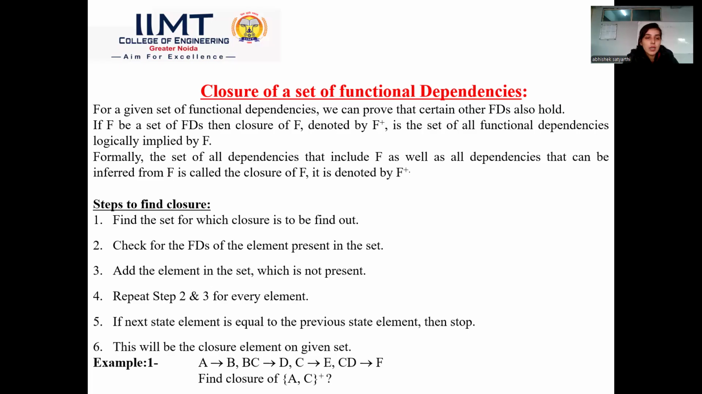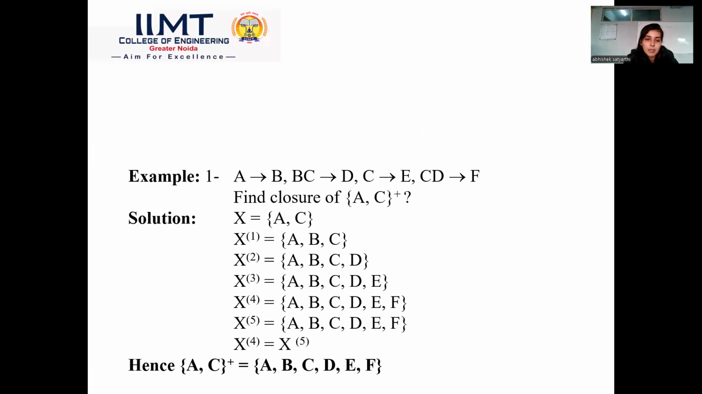So what are the steps to find the closure of the dependency? First, find out the set for which the closure is to be found. Then we have to check whether the functional dependency is present or not. Then add the element to the set which is not present. Repeat the second and third steps for every element. If the next state is equal to the previous state, then we stop here. So we take one example of how to find the closure. We have the given dependencies A derives B, BC derives D, C derives E, and CD derives F. And we have to find the closure of A and C.